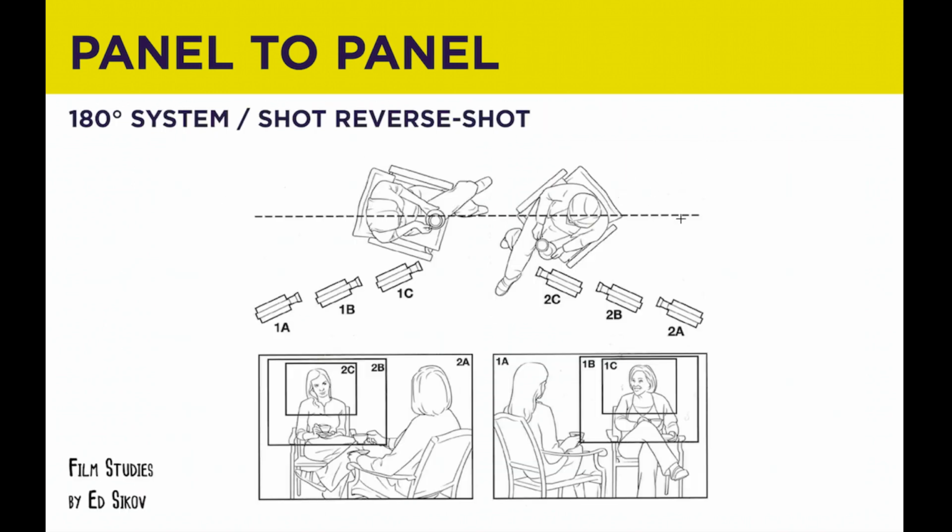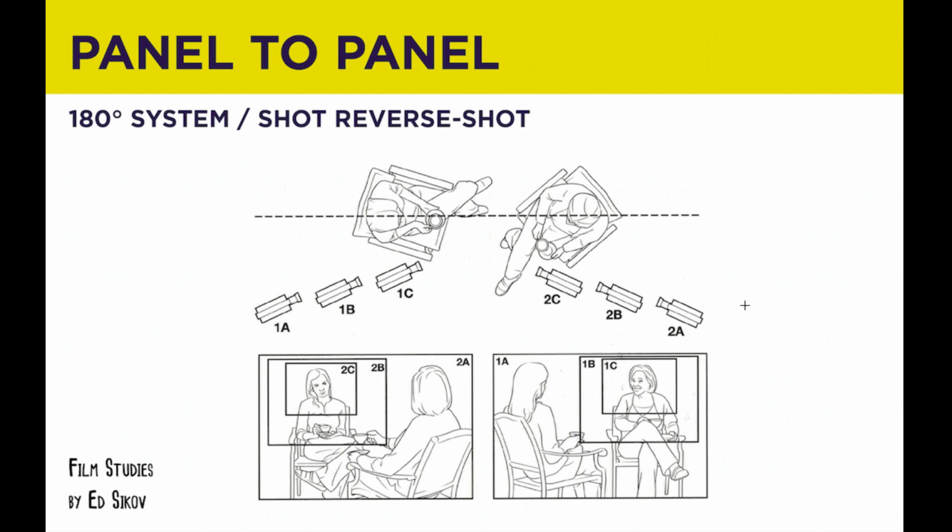Next, I'm going to be talking about some film techniques. This is called the 180-degree system, or shot reverse shot. This is a very common technique in film. And the reason I'm talking about this is because film and comics do have a lot in common. They're ways of telling stories visually. And you are going to be thinking about panel layout and the artwork that you have in each panel similarly to how you would frame a shot in film.